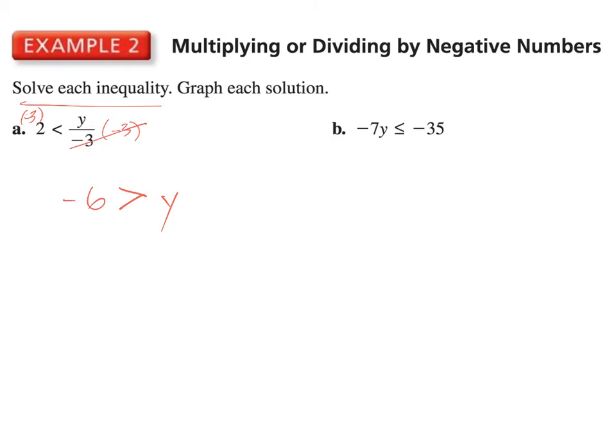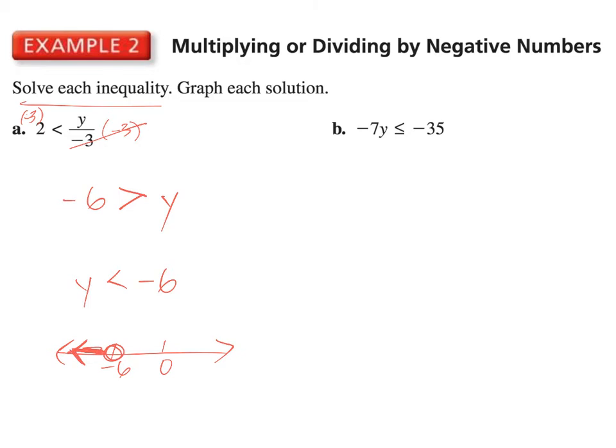But now there's still one other thing we need to do. I want to get y on the left side. So I switch the position of the expressions, and I flip the sign once again. So y is less than negative 6. Graphing the solution, I have negative 6, and it's less than, so it's going to be an open circle. There's no equal sign, so it's not solid. And we're going to the left, since it's less than.